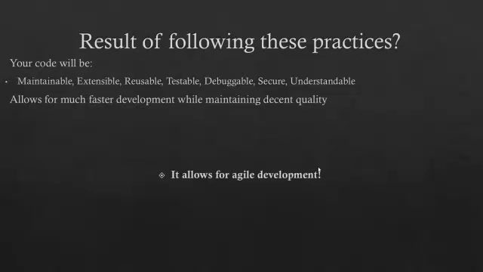What's the result of following these practices? That your code will indeed be maintainable, extensible, reusable, testable, debuggable, secure, and most important, understandable. And this allows for much faster development while maintaining decent quality. So if we look at SOLID, framework design guidelines, patterns, and practices, if you combine those all, this is what really allows for agile development. If you miss any of those, you cannot develop in an agile way.